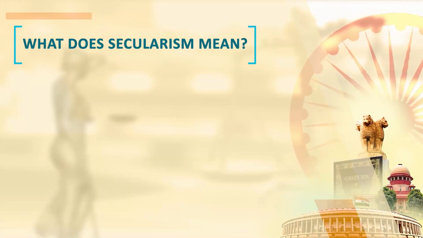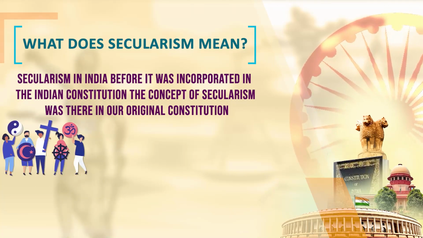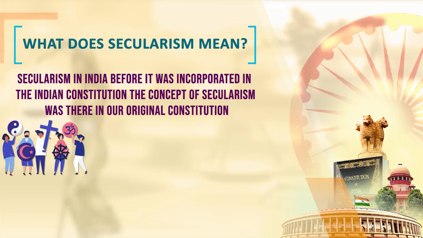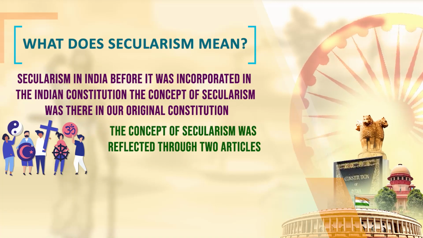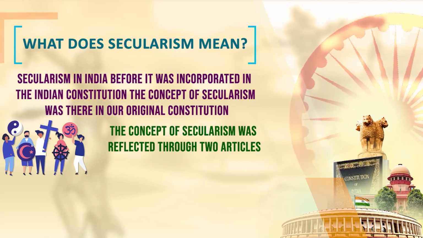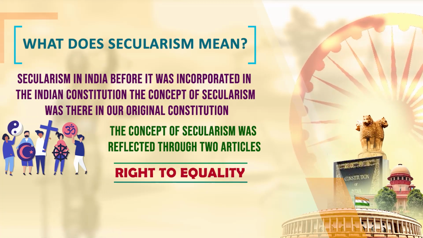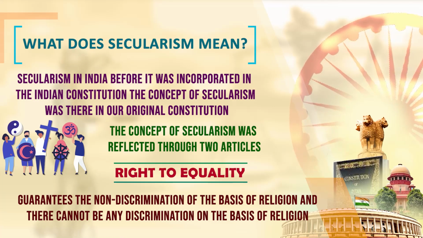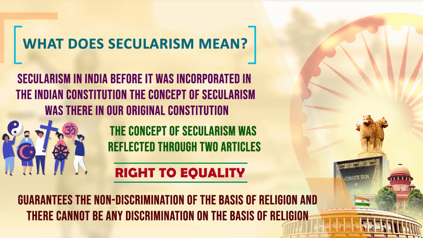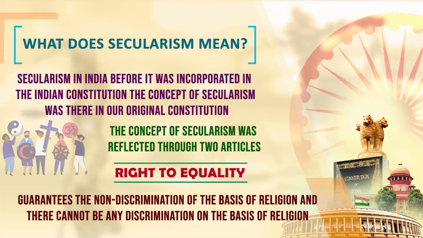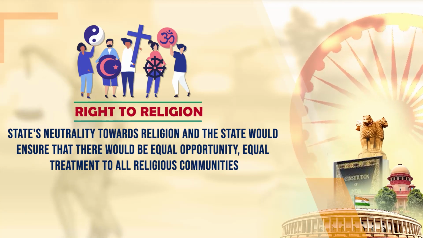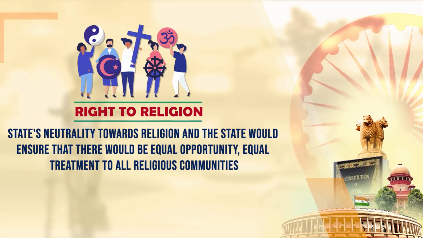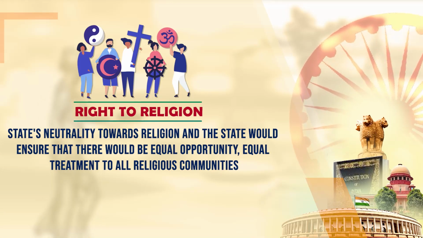Now, what does secularism mean? Even before it was incorporated, the concept of secularism was there in our original constitution, and it was reflected through two articles. One was the right to equality, that guarantees non-discrimination on the basis of religion. There cannot be any discrimination on the basis of religion. And secondly, Article 25, the right to religion, which says that the state maintains neutrality towards religion and would ensure equal opportunity and equal treatment to all religious communities.